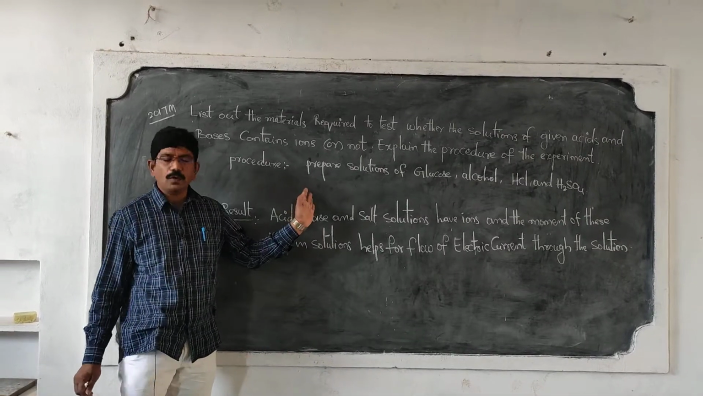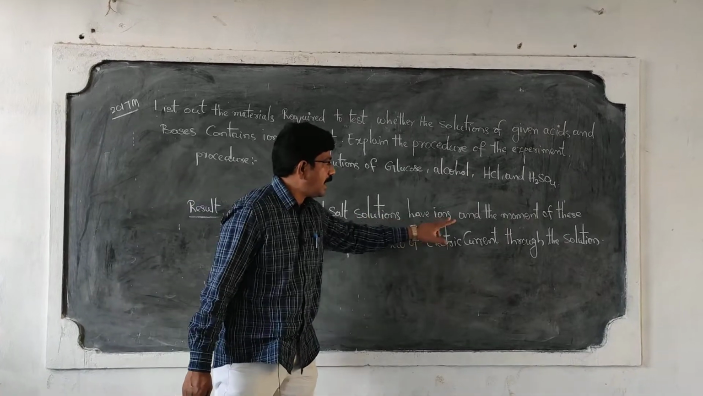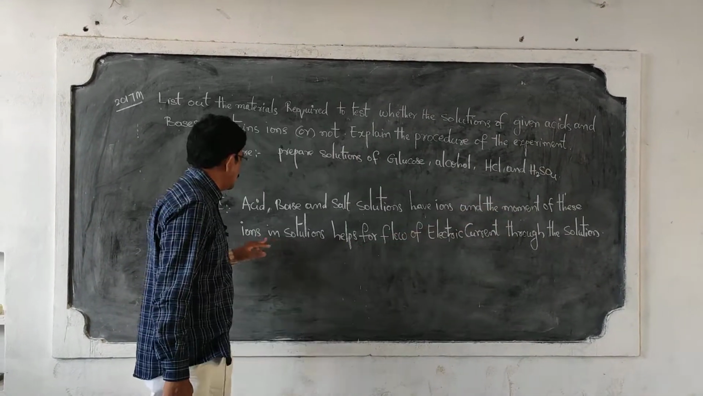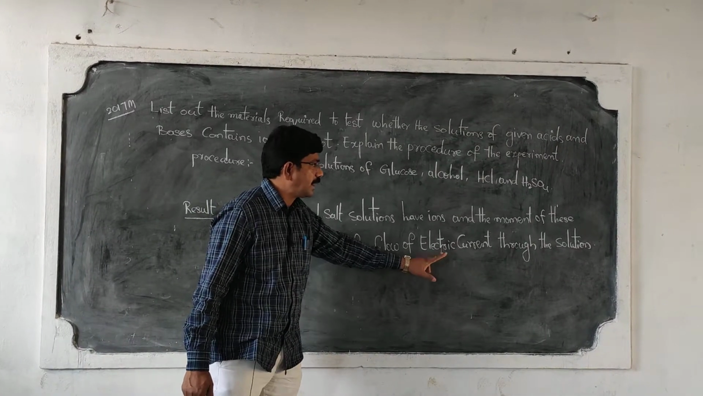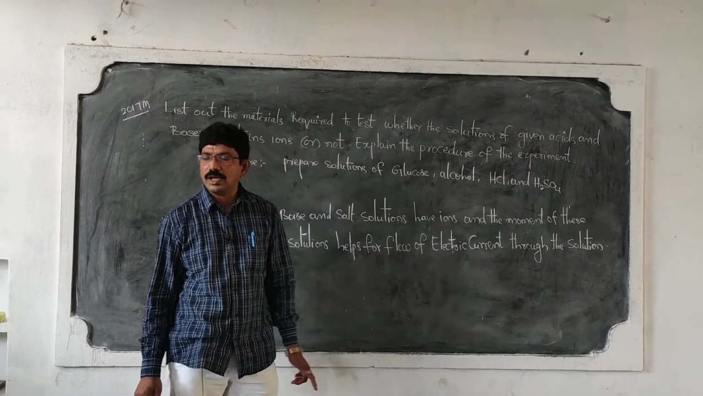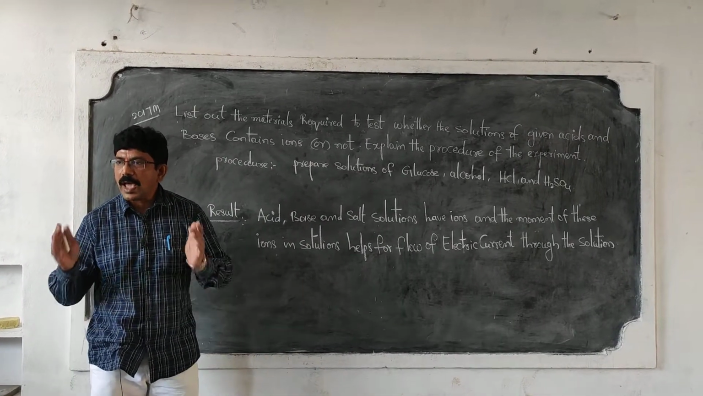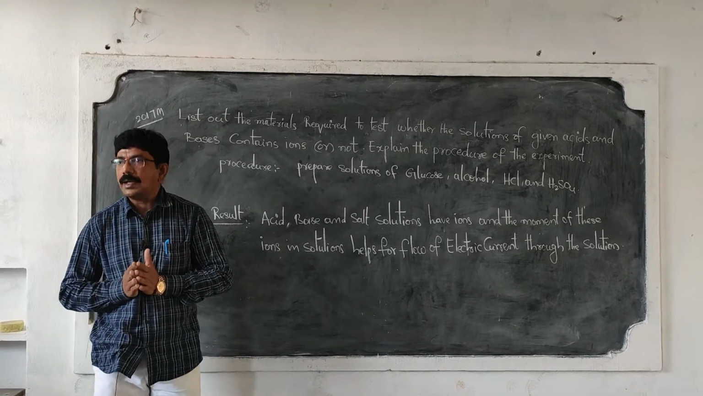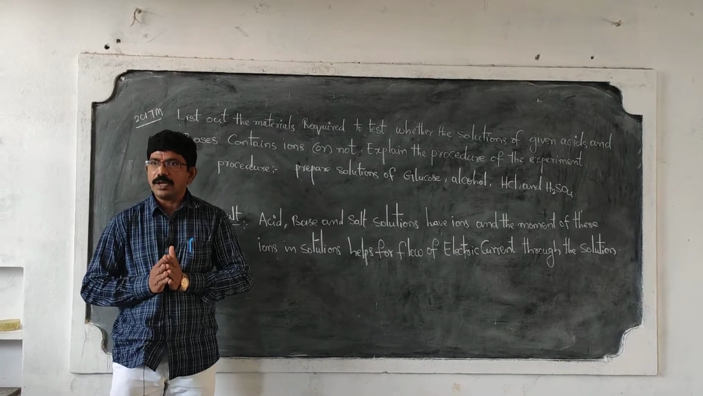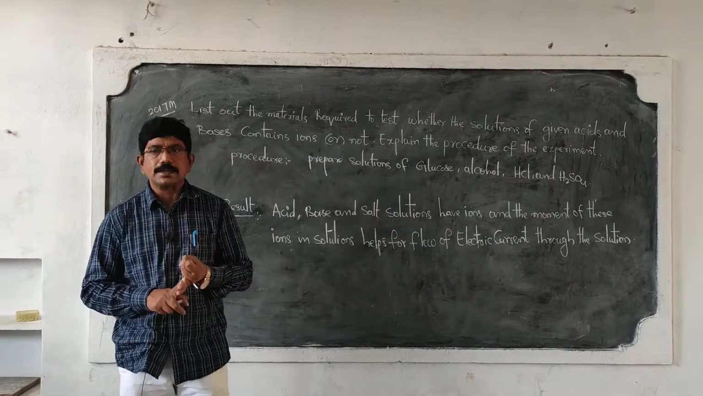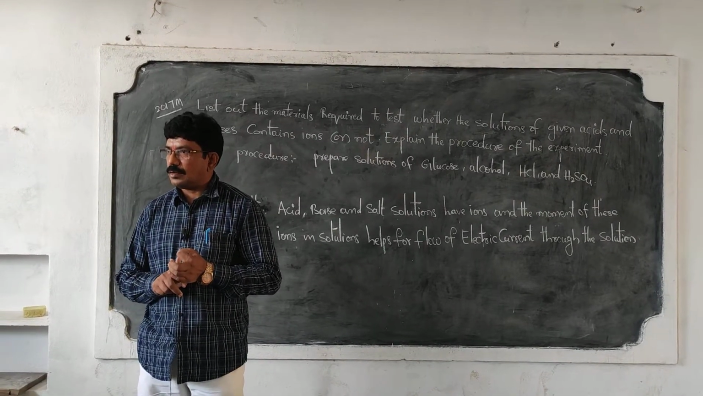With this experiment we proved that acid, base and salt solutions have ions, and the movement of these ions in solutions helps the flow of electric current through the solution. For the passage of the electric current, the solution should have ions in it. They have to split into ions. These ions which are present in acids and bases and salts are responsible for the passage of the electric current. Are you clear about that one?